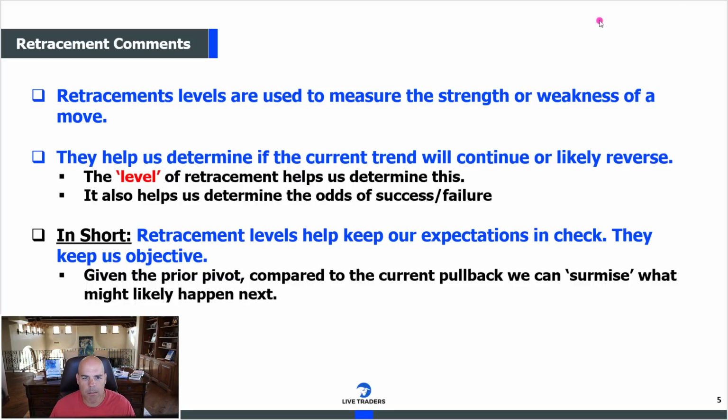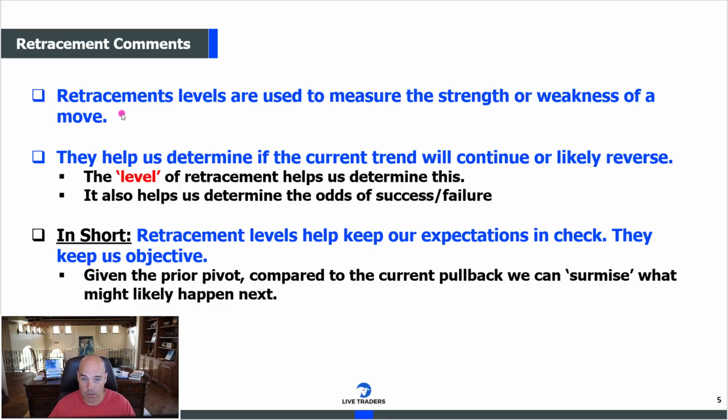Well, we use them to measure the strength or weakness of a move, right? The less it retraces, the stronger the move is. The more it retraces, the weaker a move is. But do not equate that with immediately buyable or shortable. Let me repeat it because it's important. I just said the shallower a retracement is, the stronger the move is. That's true.